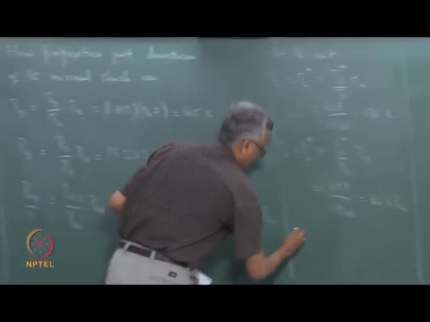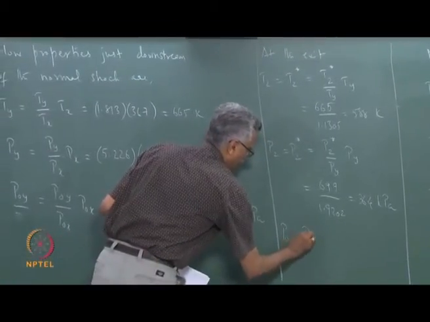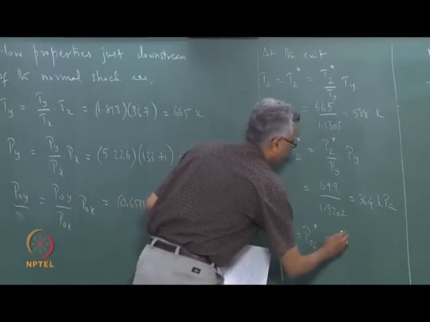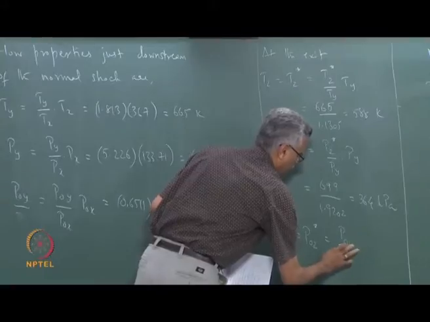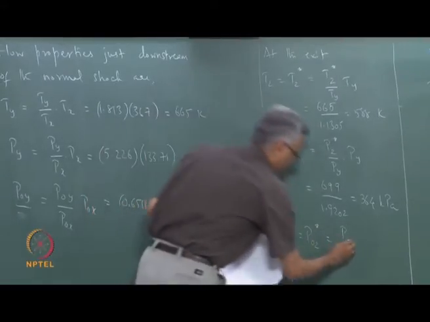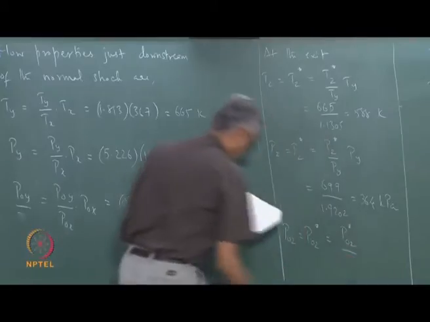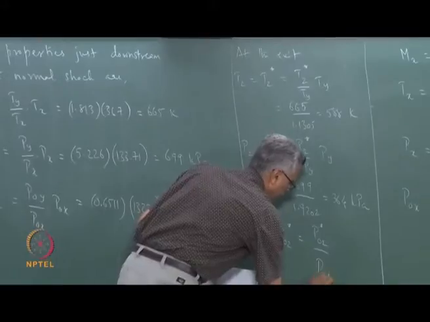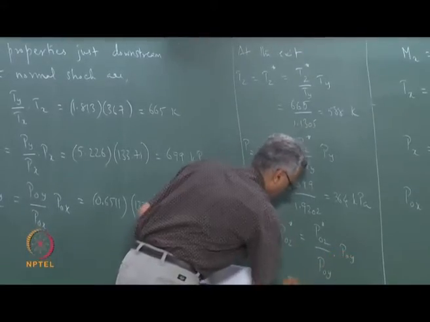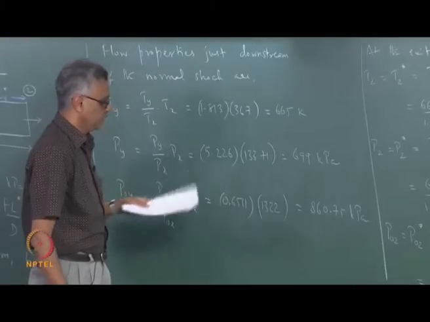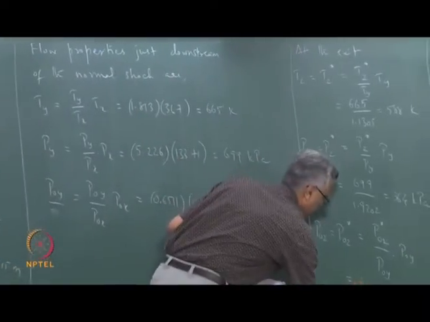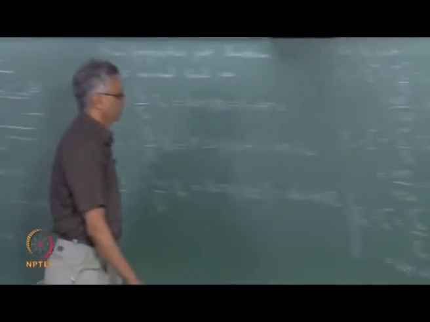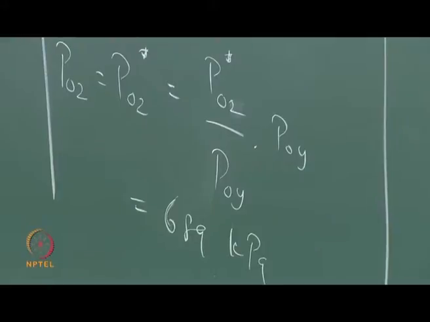and stagnation pressure can be calculated in the same way. P02 is equal to P02 star, and that is equal to P02 star divided by P0y times P0y, and if you substitute the numbers, you get this to be 689 kilopascal. So, I have calculated the exit properties also.